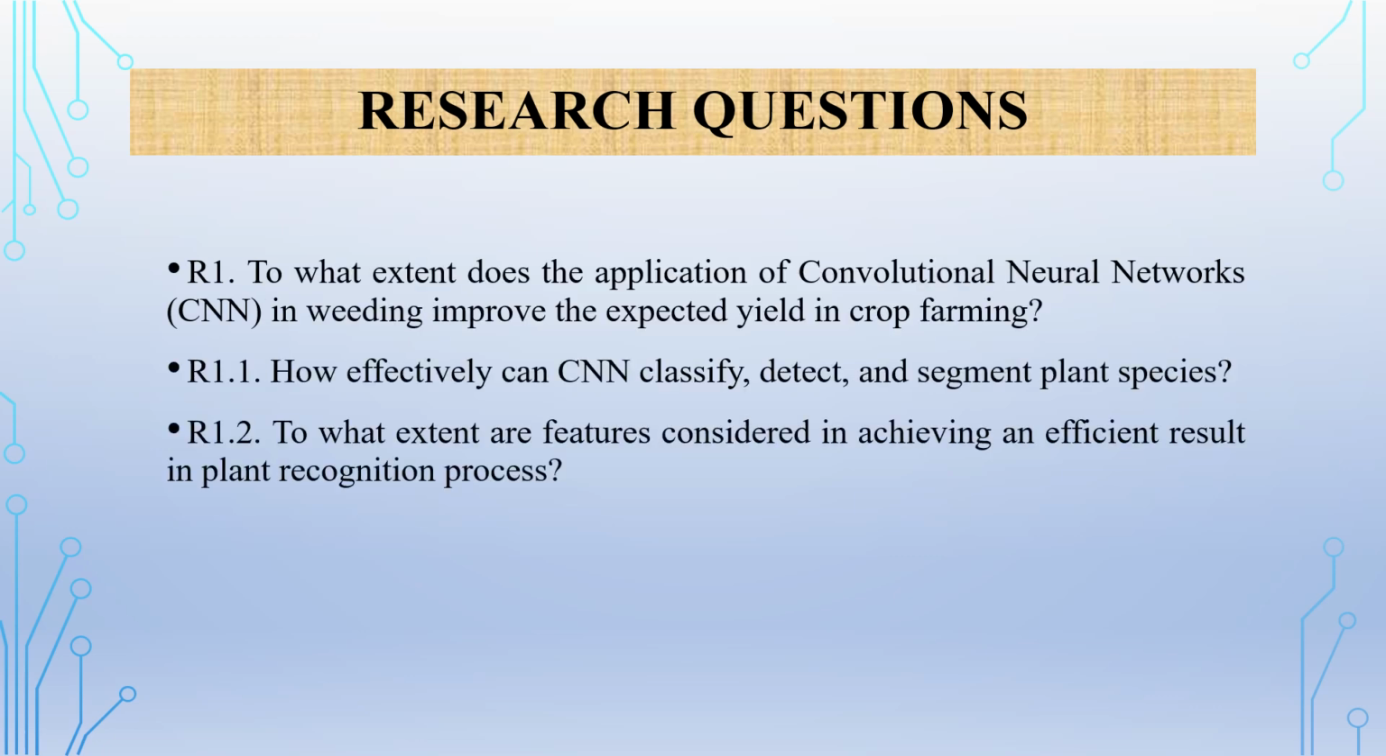At the end, this paper tends to answer these questions. 1. To what extent does the application of CNN in weeding improve the expected yield in crop farming? 2. How effectively can CNN classify, detect, and segment plant species? And the last being, to what extent are features considered in achieving an efficient result in plant recognition processes?